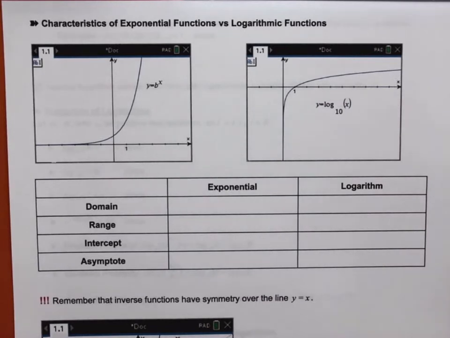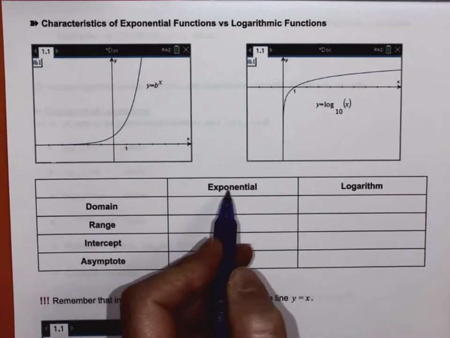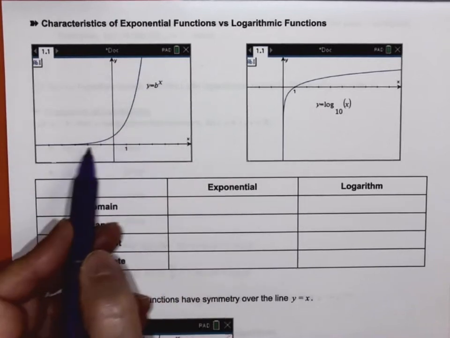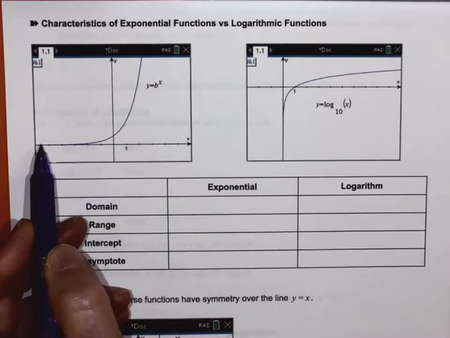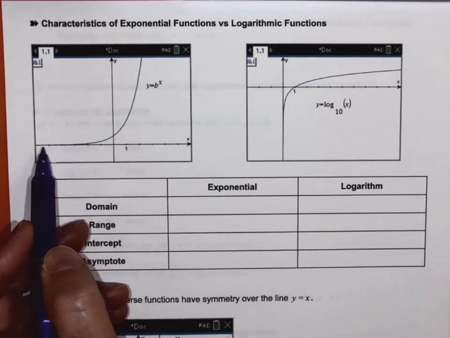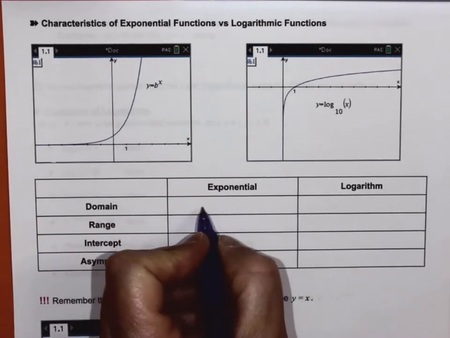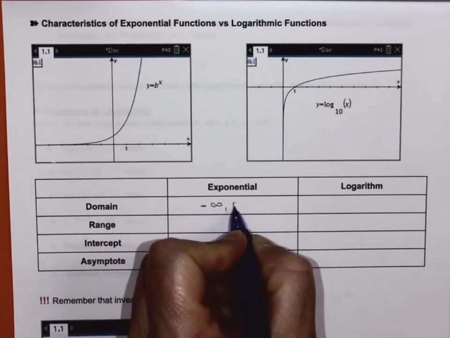So the domain of the exponential. Remember when we talked about that in a previous video, we said the domain of an exponential will be all real numbers, so from negative infinity all the way to infinity, right?